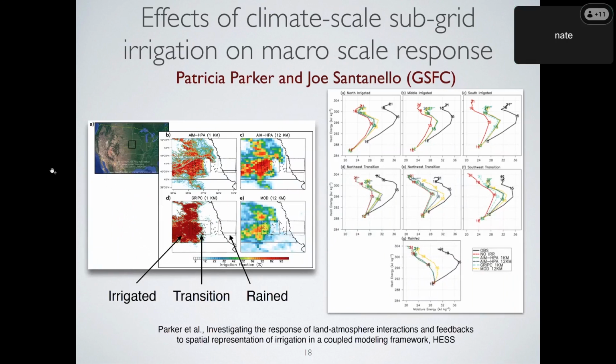Some other work that we did was mesoscale modeling. In the context of irrigation, the folks at NASA were looking at the effect of subgrid irrigation on the macroscale response. What we're showing here are also those mixing diagrams. They have some observations of what the mixing diagrams look like, and they also look at no irrigation versus different irrigation data sets. They're able to show the response in the atmosphere from including this irrigation. Next slide.